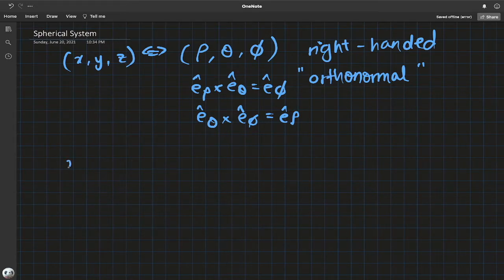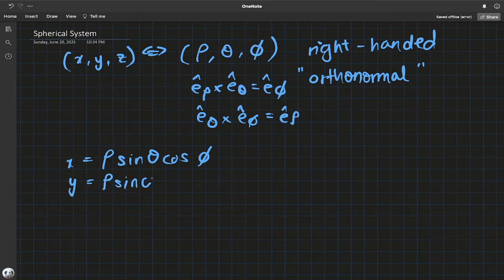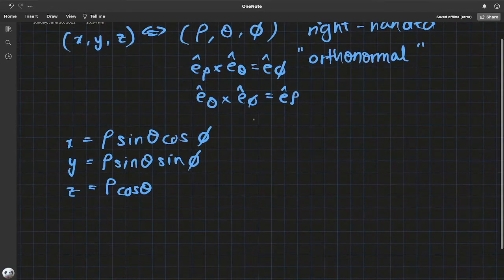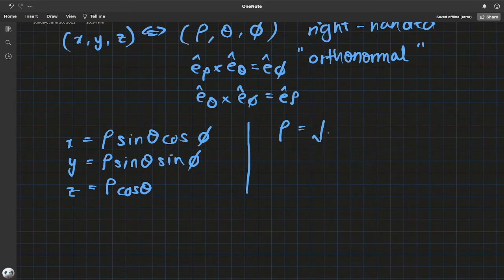And again, the conversion goes like this. X, your Cartesian coordinate, is rho times sine theta times cosine of phi. Y is rho sine theta sine of phi. Z is rho times cosine of theta. And the inverse of these is rho is equal to the square root of x squared plus y squared plus z squared.